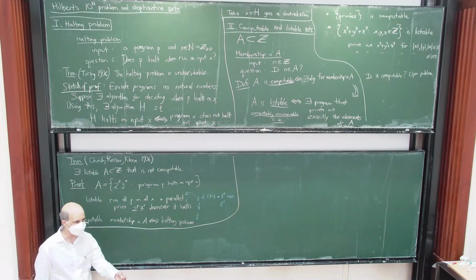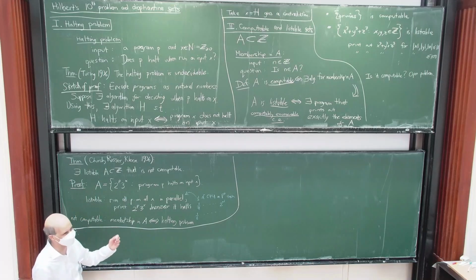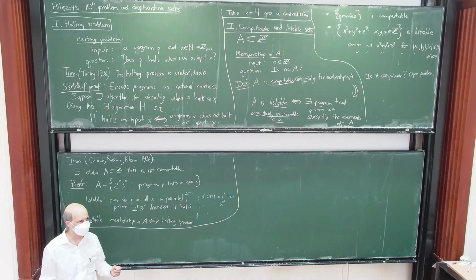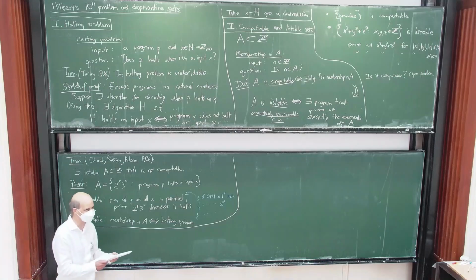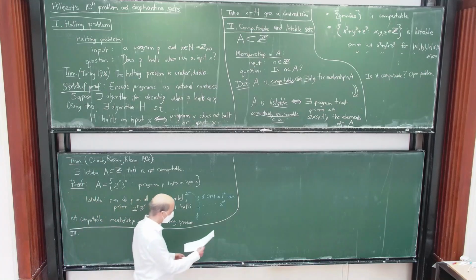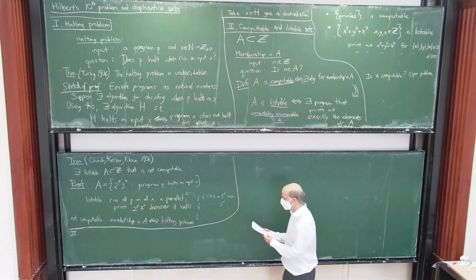Well, the answer is everything is. It's a really easy algorithm to decide membership in the set, because the answer is yes. Every rational number is a sum of 3 cubes. Okay, all right. Any other questions?